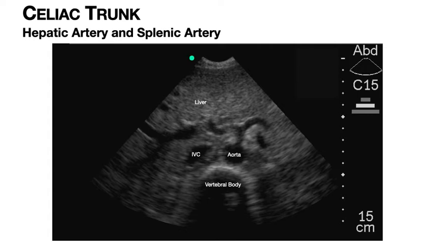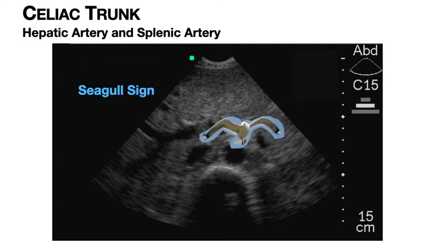Although sometimes difficult to identify in patients, the proximal aorta view also contains the celiac trunk, the first major branch of the abdominal aorta. The celiac artery is relatively short as it quickly branches into the hepatic and splenic arteries. Now, if you haven't already figured it out, we ultrasound people love our signs. And the celiac trunk branching into the hepatic artery and splenic artery gives us our beloved seagull sign. So, when you are searching for the proximal aorta, this seagull sign will let you know you are in the correct place.